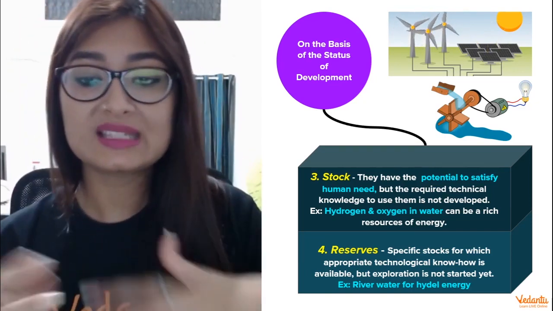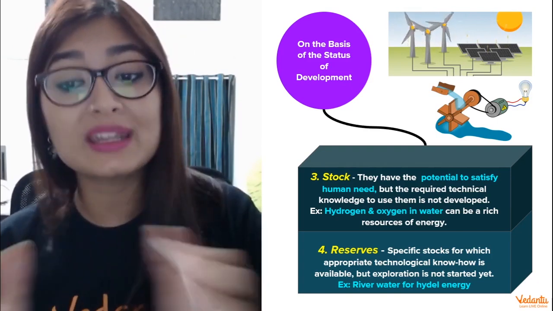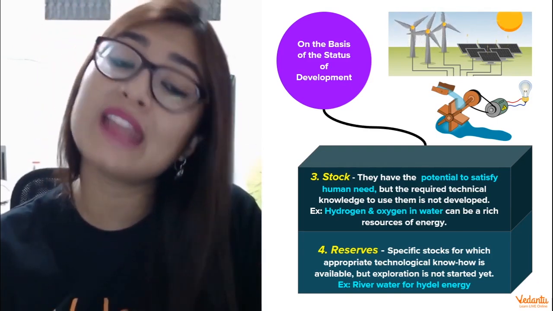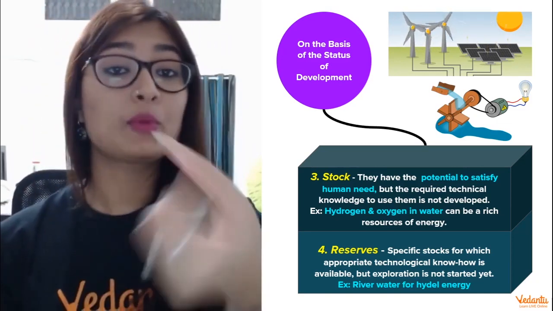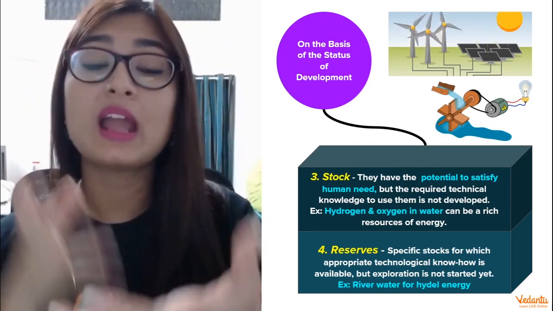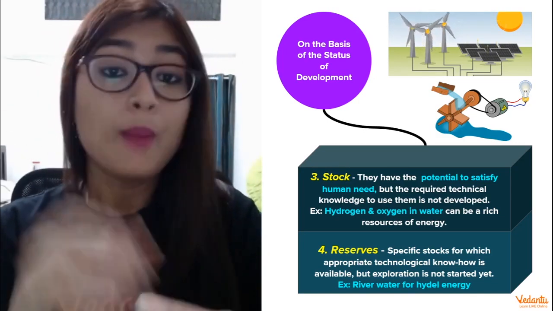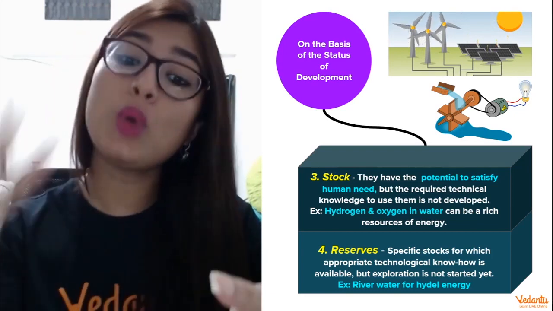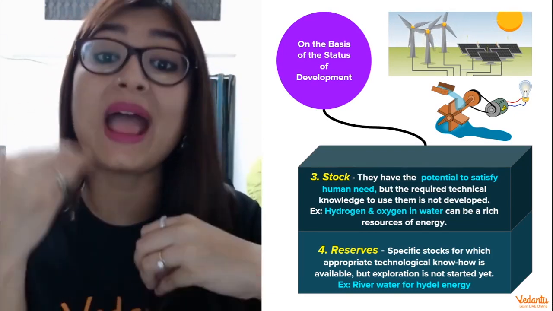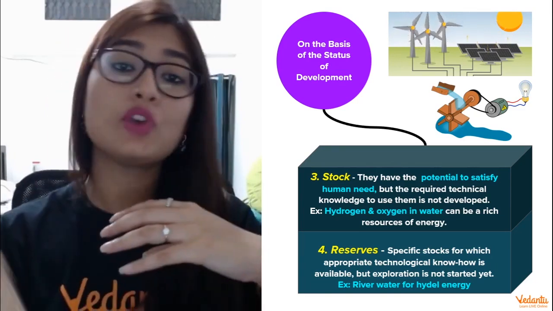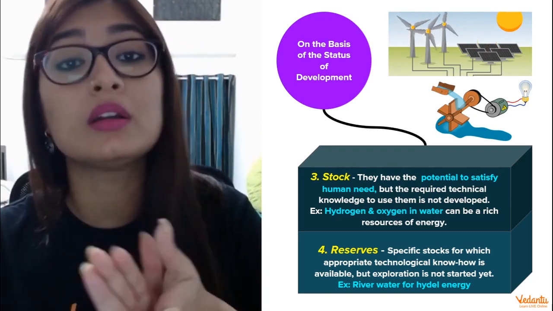Basically, specific stocks for which appropriate technological know-how is available but exploration has not started yet are known as reserves. Which means what? I qualify resources as stocks only when I do not have the proper technological resource to access it, to avail it. But it's not the case with reserves. We do have the know-how, we have the knowledge, we know how to access it. But we have not fully started doing it yet, and that's why we are still keeping it under stocks.